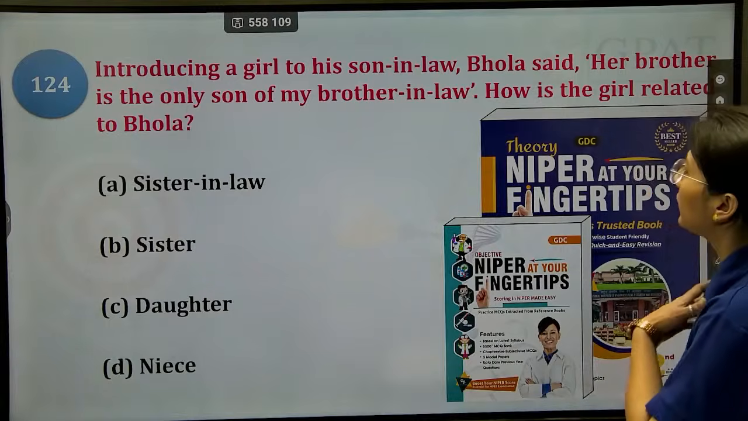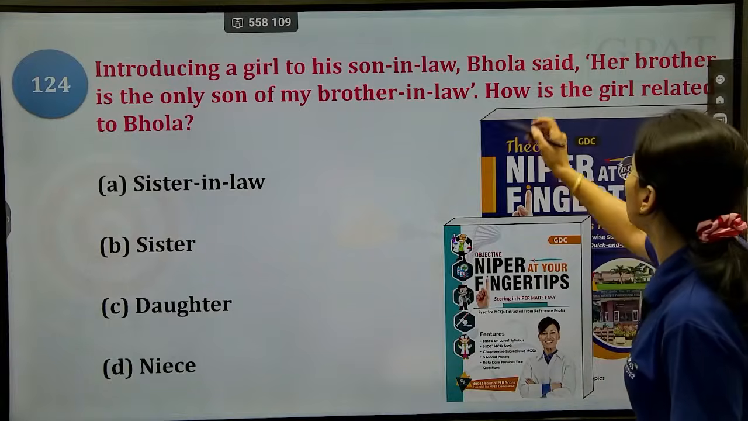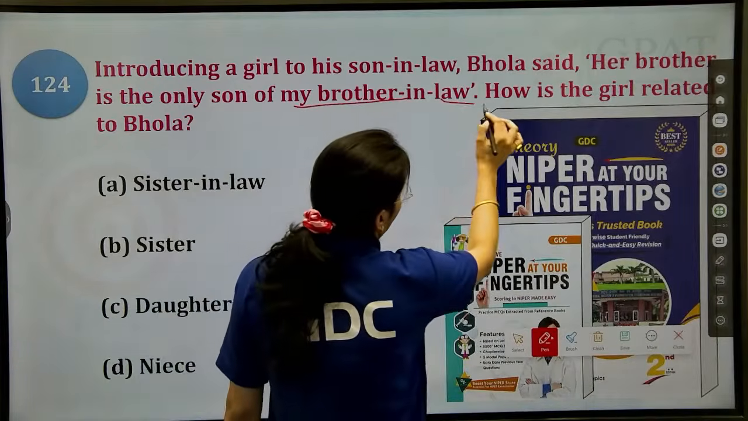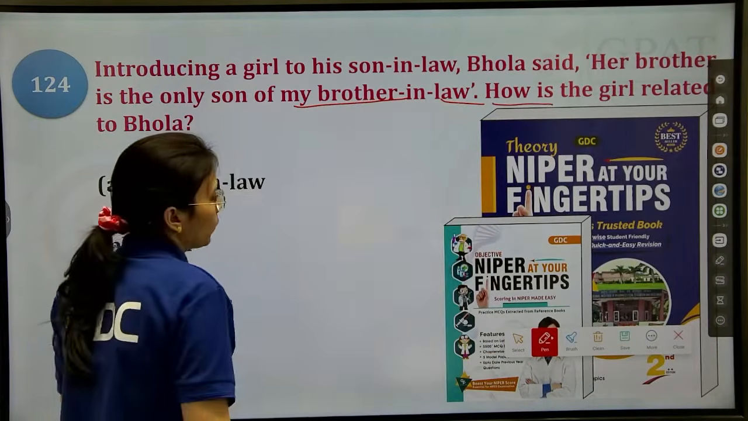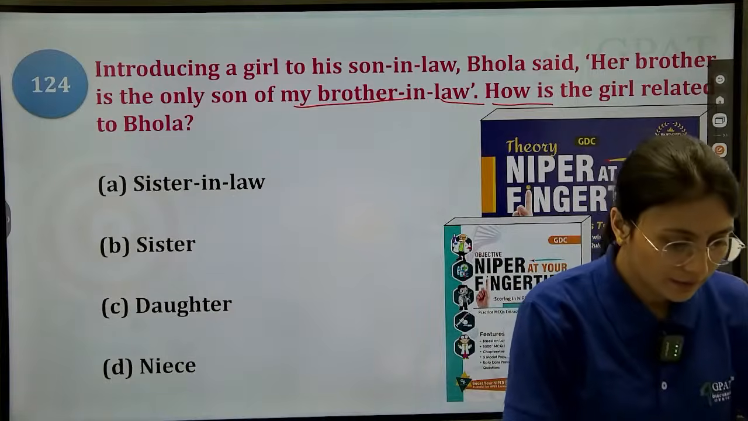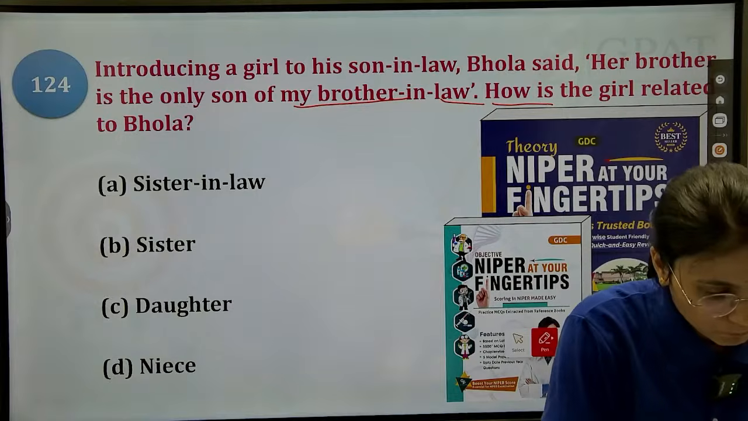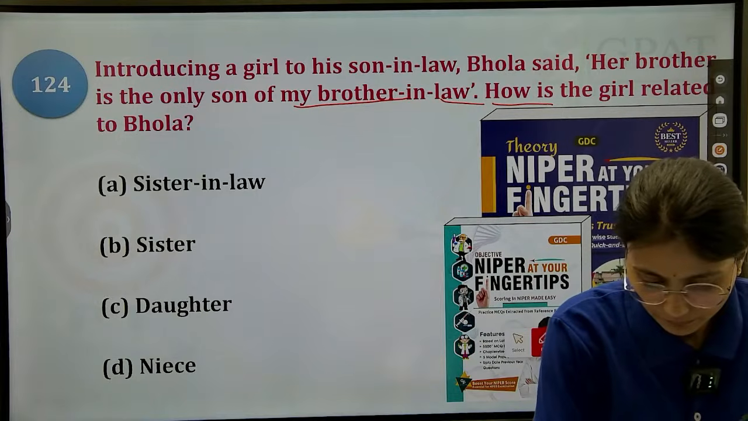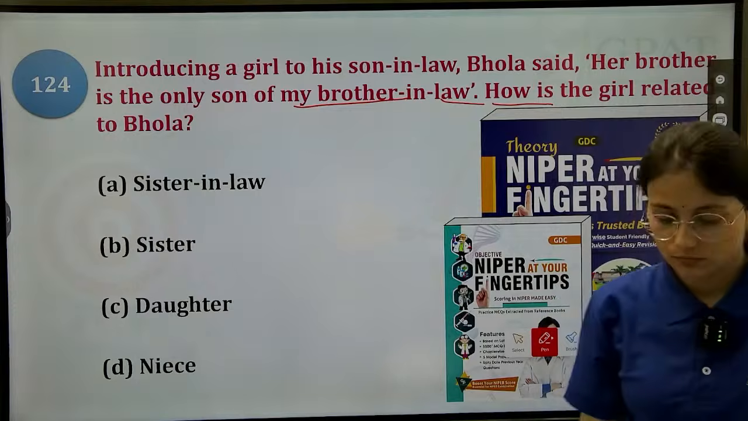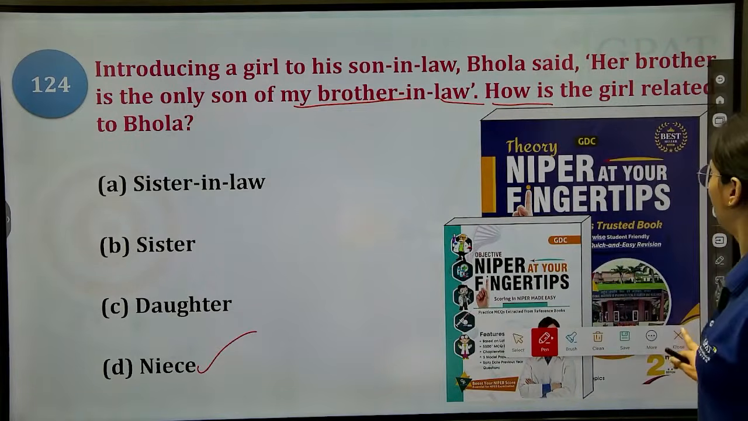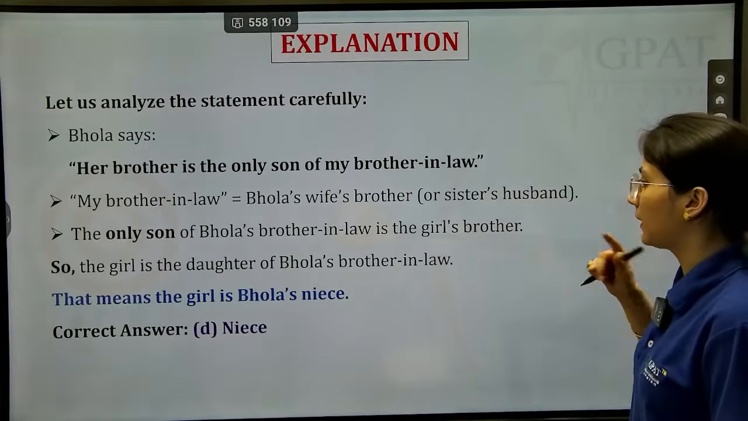Introducing a girl to his son-in-law, Bhola said, her brother is the only son of my brother-in-law. How is the girl related to Bhola? That is niece. Option number D is correct.